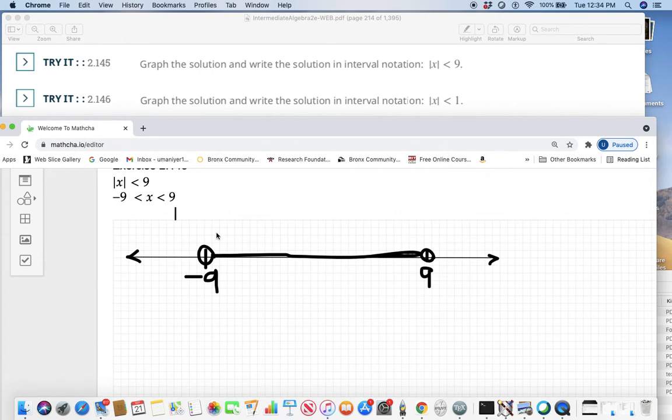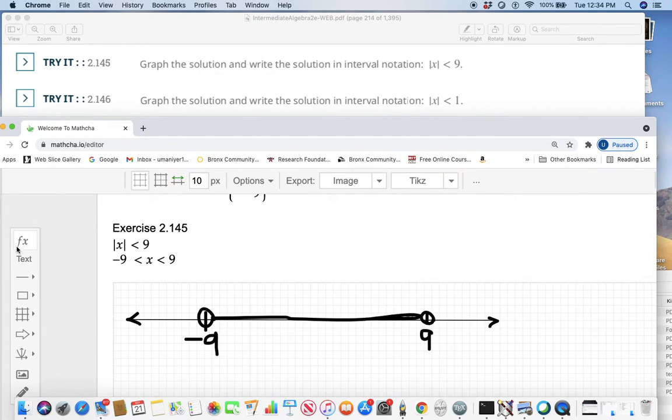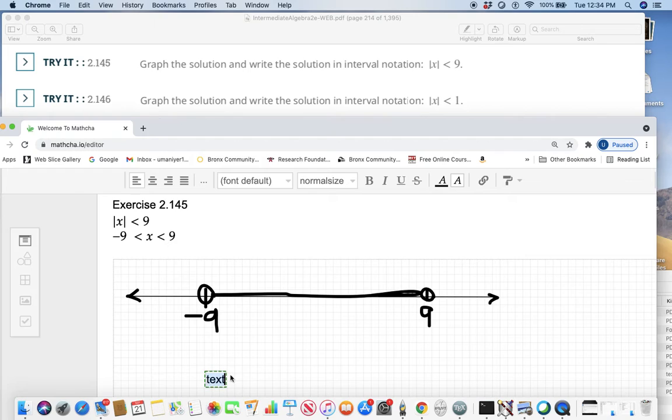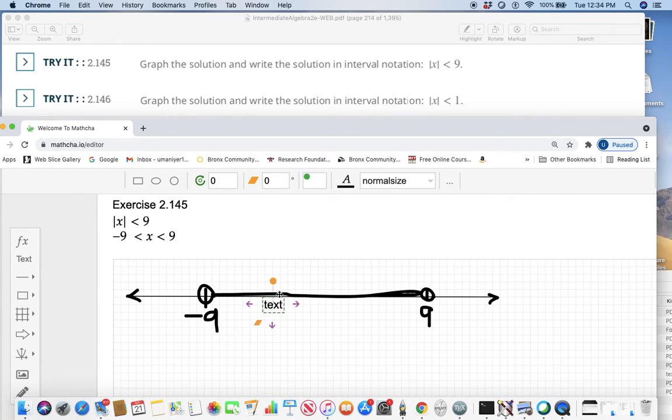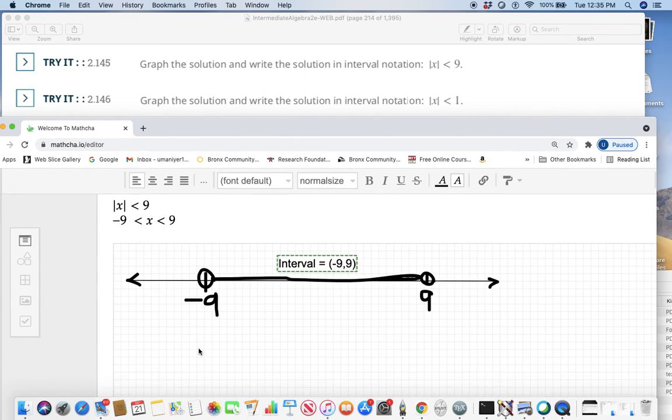What is this as an interval? Here the interval is open. You start from the left hand side. Open is a parenthesis, negative 9. The right hand side is 9, again open. That's it.